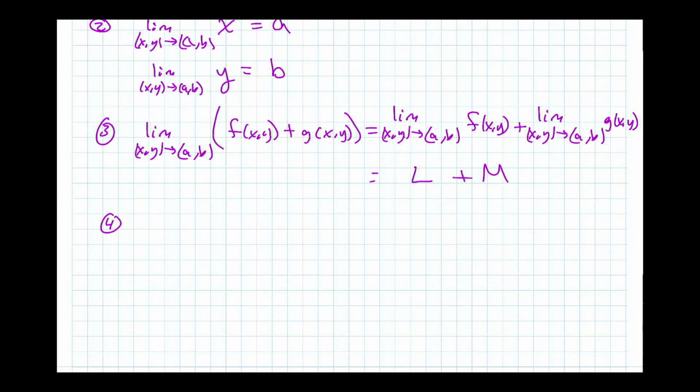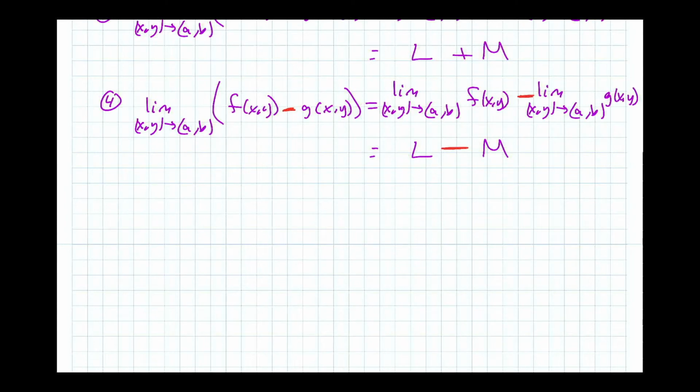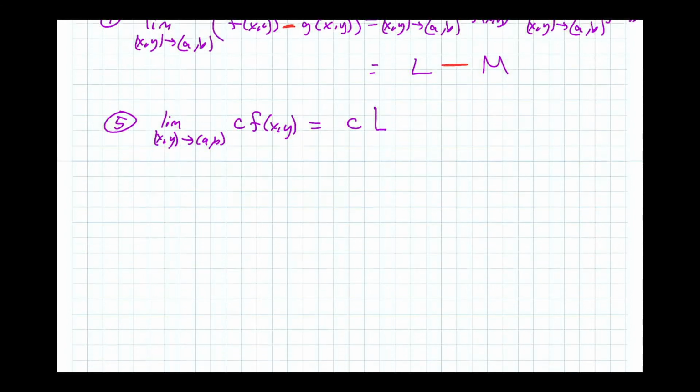You have the difference law. So if you change this to a minus sign, minus, minus, minus, of course. So there's your difference law. Constant multiple law. If you take the limit as x, y approaches a, b of a constant times f of x, y, that's just going to be c times the limit of f of x, y, which is L, right?